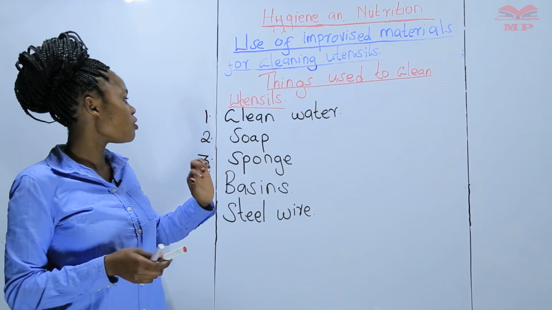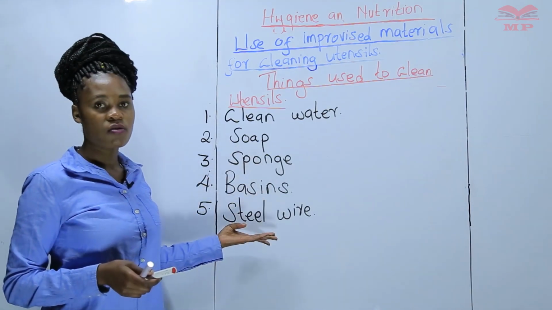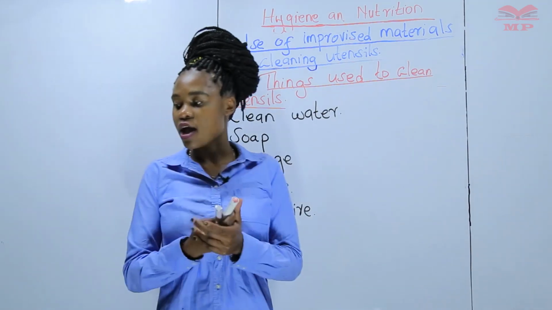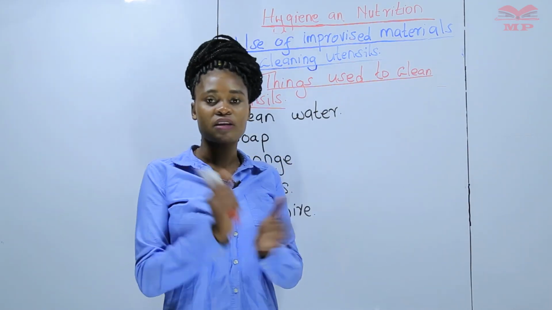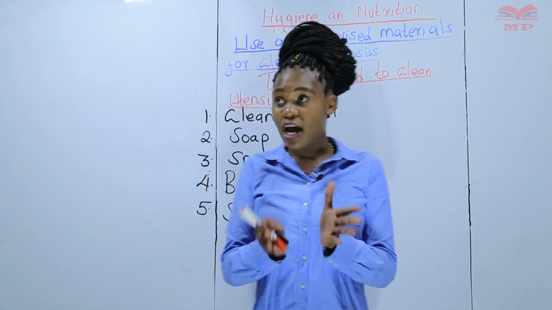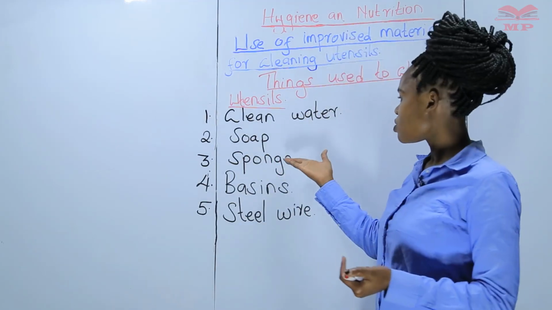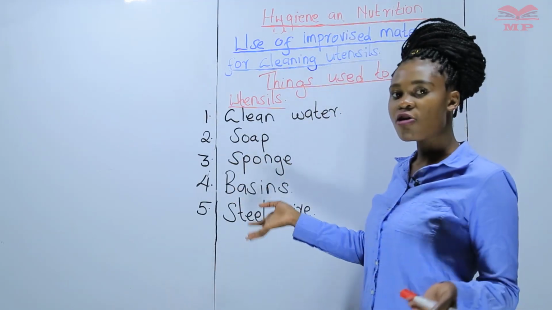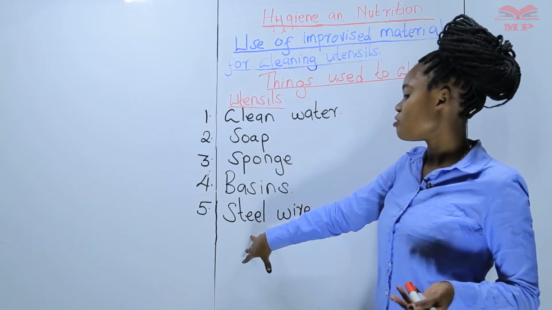So these are the main things that we use when cleaning utensils. First, we need clean water, soap, sponge, basins, and steel wire. The materials you require for you to be able to remove the different types of dirt that are found on utensils. So make sure at home when you are washing your utensils, you have clean water with you, have soap, sponge or sisal fiber or a piece of cloth, you have a basin or a steel wire.